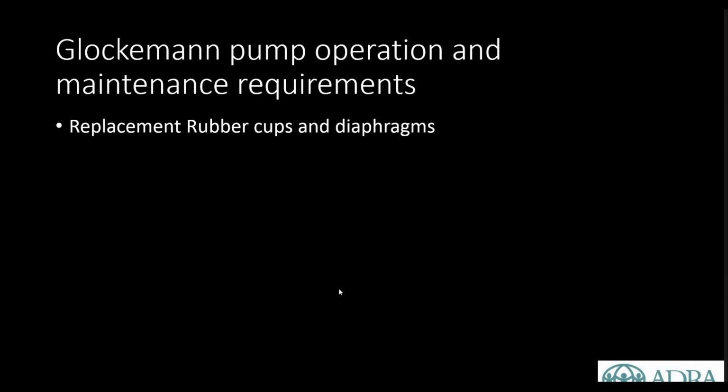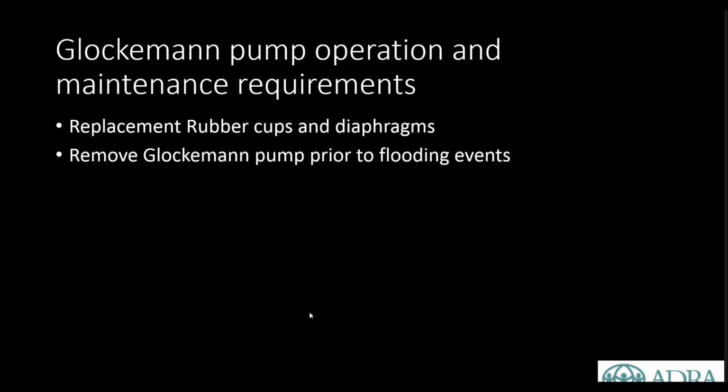So, operation and maintenance requirements: obviously the replacement rubber cups and diaphragms, which cost about 30 or 40 Australian dollars, which is pretty much the same as the US dollar, and that was for two diaphragms. The rubber cups could actually be made locally if you've got that availability, and I think they're about $5 or $10 for rubber cups. They're pretty cheap to replace.